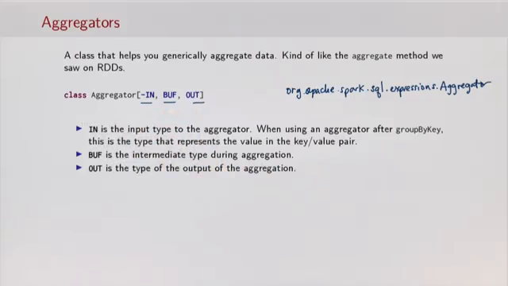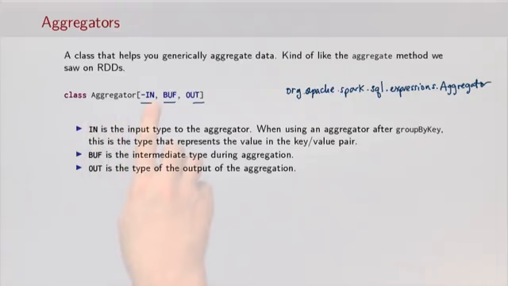So if you think about this aggregate method that we saw before on RDDs, it allowed us to change the types and to do things in parallel. So we broke up our computation into a couple of functions so it was possible to compute some pieces in parallel and then to combine them all later. So this is exactly what this Aggregator class is going to do.